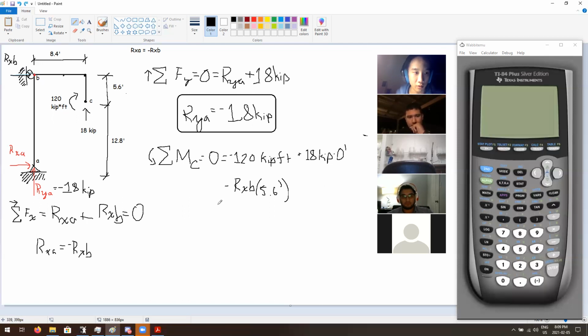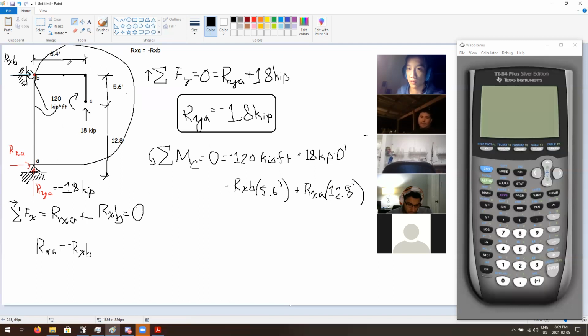All right. RXA. How far away is it from C? 12.8. Beautiful. Positive or negative? That's going to be positive. See how it's going in the positive direction. Once we pass C, it's going to go around in the positive direction.